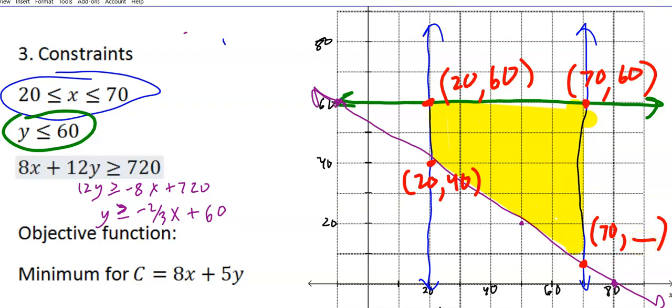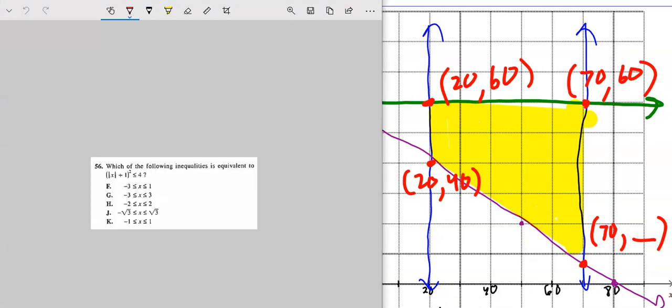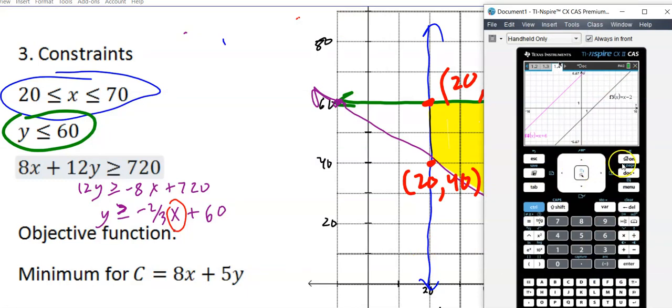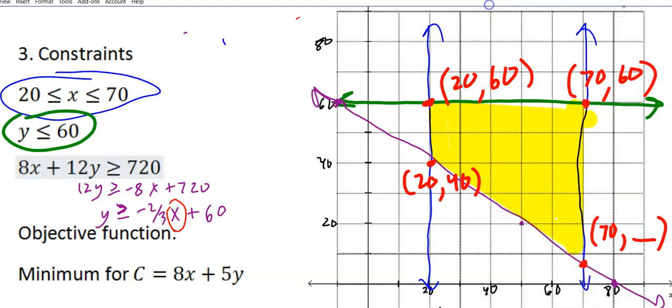One way of finding that is to plug into the function, that's the maroon line. So if I plug in 70, let's get our calculator out and do that. Negative 2/3 times 70, we know the x value, plus 60 is 40/3. Okay. So we've got 40/3.